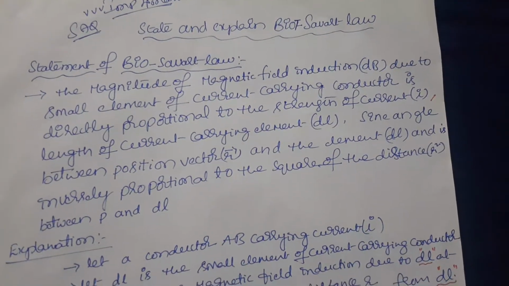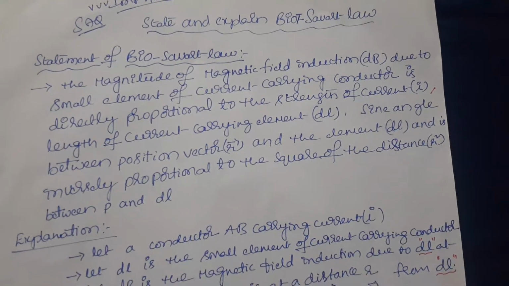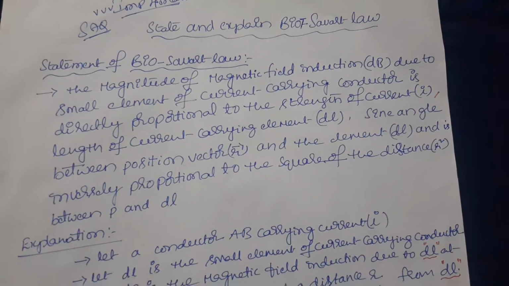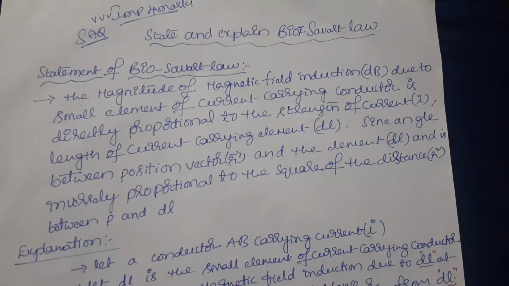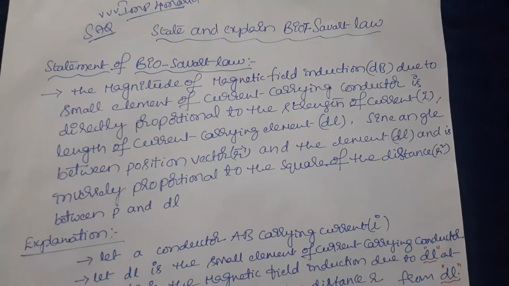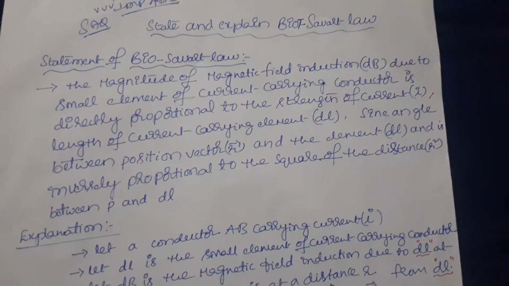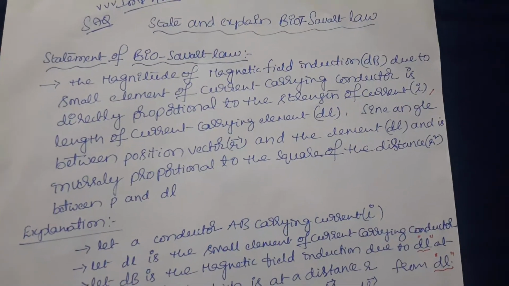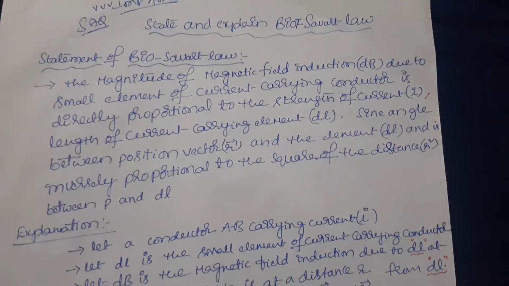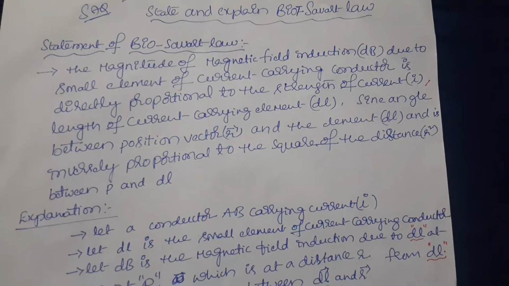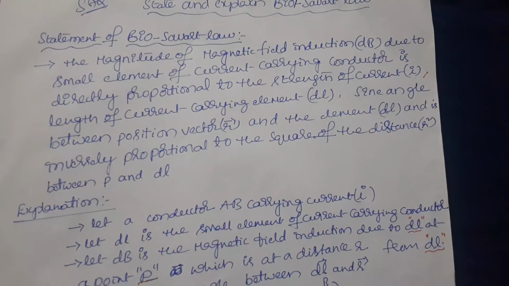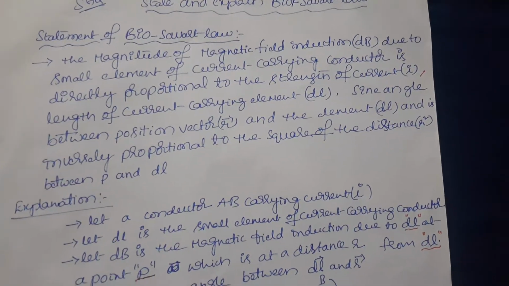The magnitude of magnetic field induction, denoted by dB, which is caused by a small element of a current carrying conductor, is directly proportional to the strength of the current I, the length of the current carrying element dl, and the sine of the angle between the position vector r bar and the current carrying element dl, and is inversely proportional to the square of the distance between the point P and the current carrying element dl.